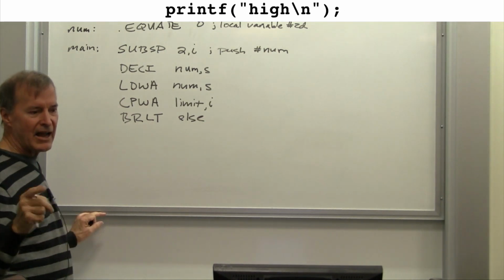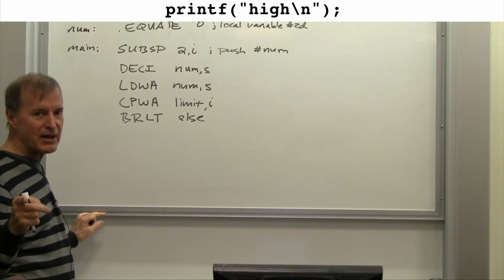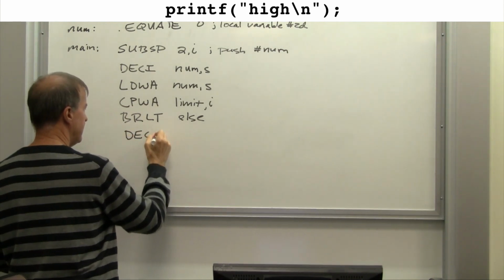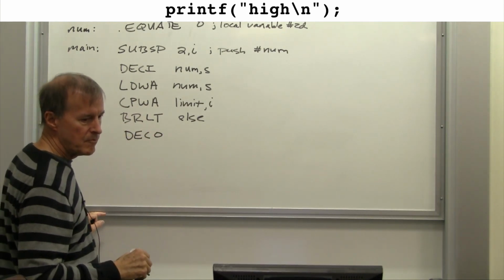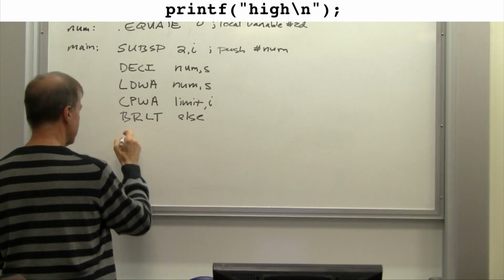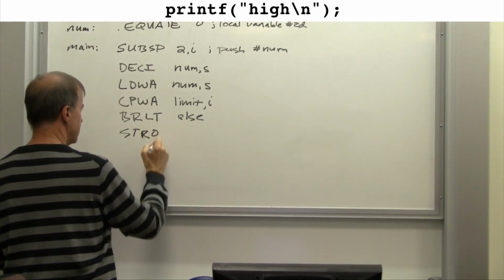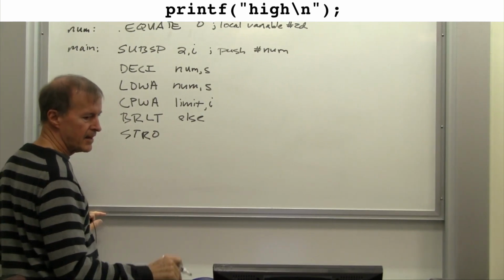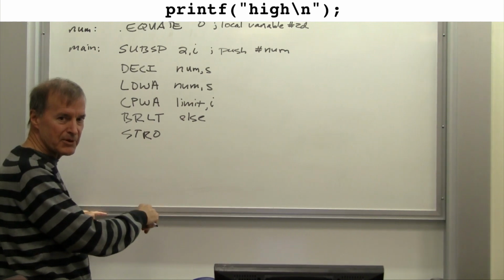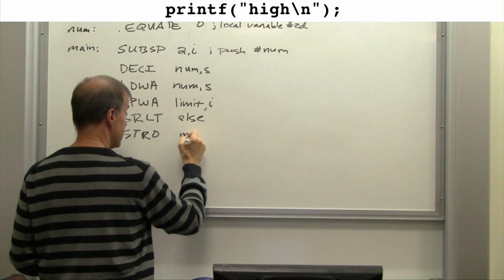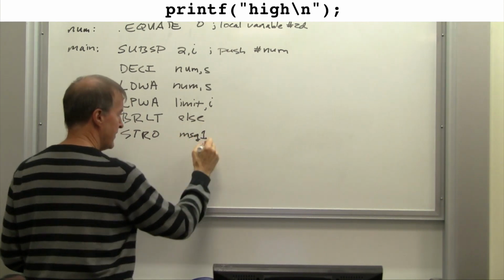All right. And now what do we have to do? What is the statement inside the if? Decimal output? Well, no, it's a string, right. It's not decimal output, it's string output. STRO, okay, and what do we want to print? Hi. That will be some string down at the bottom of the program. What do you want to call it? Message 1, maybe.